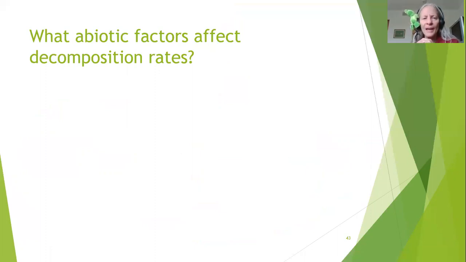So what abiotic factors affect decomposition rates? What do you think? What abiotic factors are going to affect how fast something decomposes? Think of a place in the world where decomposition would be fast. Think of a place where decomposition would be really slow. And probably you're thinking, well, the warmer it is, the more decomposition you're going to have. And that's true. And also moisture is important. So if it's warm and wet, you're going to have fast decomposition. And so think of a tropical rainforest.